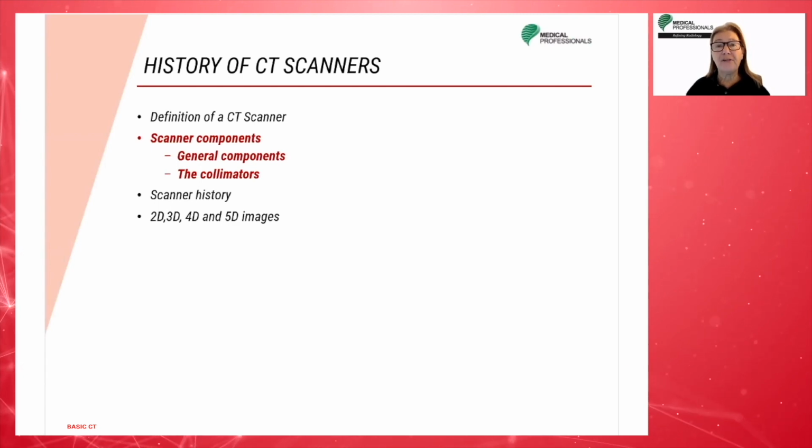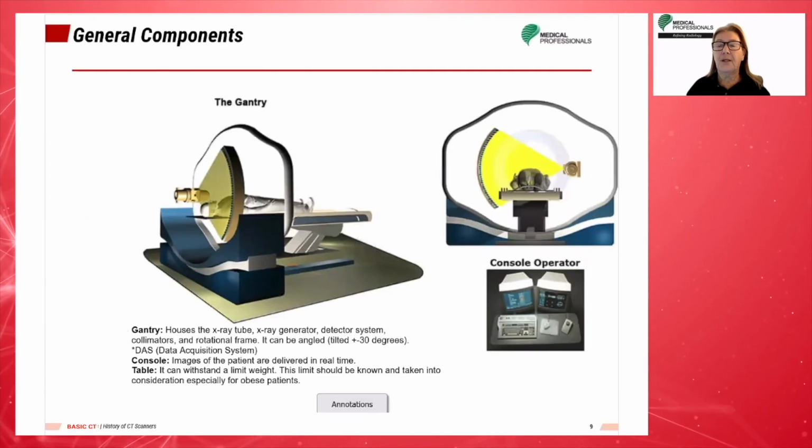Next, we will talk about the scanner components, which are used to help produce images. There are many parts needed to acquire an image. Let's start by looking at the general components. The main components of a CT scanner are the X-ray source and the generator, collimator, detector, data acquisition system, gantry and table, computational hardware, and finally the display monitor.